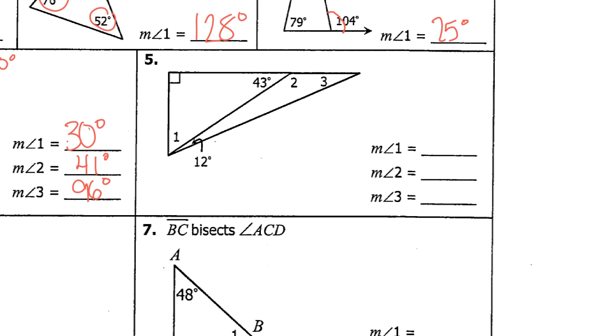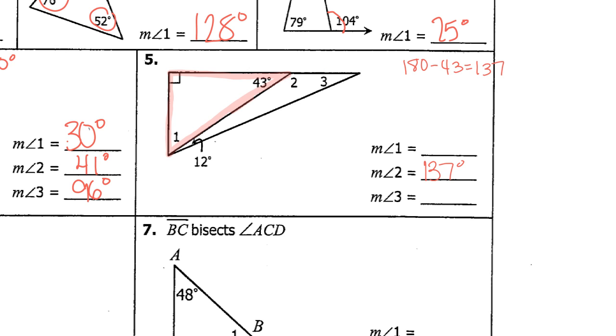So here we can try to find angle 2 or angle 1. It doesn't matter. If I try to find angle 2 first, same thing that we talked about earlier, a linear pair. So these two angles together make 180 degrees. So if I do 180, take away 43, I get angle 2, which gives you 137 degrees.